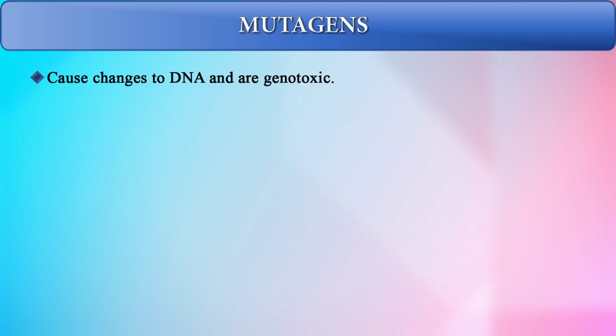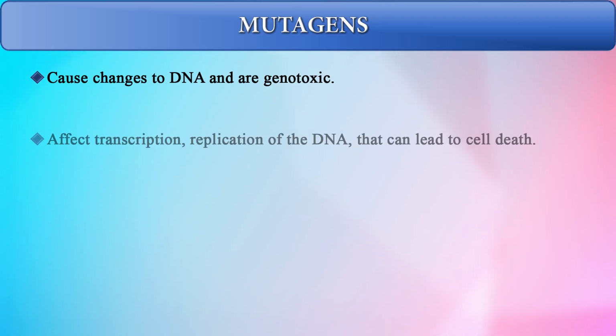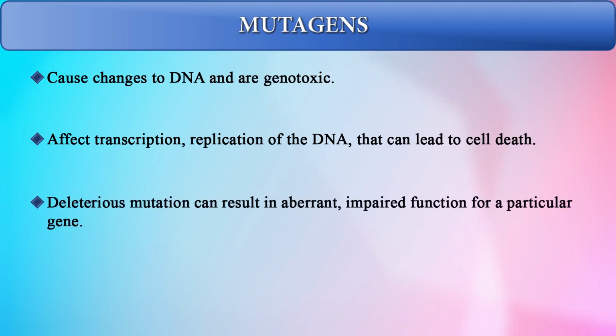Mutagens. These can cause changes to the DNA, and they are genotoxic. They can affect the transcription and replication of the DNA, which can lead to cell death. Deleterious mutation can result in aberrant and impaired function for a particular gene. Mutagens may also be carcinogens. Some mutagens exert their mutagenic effects through their metabolites. They become carcinogenic. They are dependent on the metabolism of an organism also.